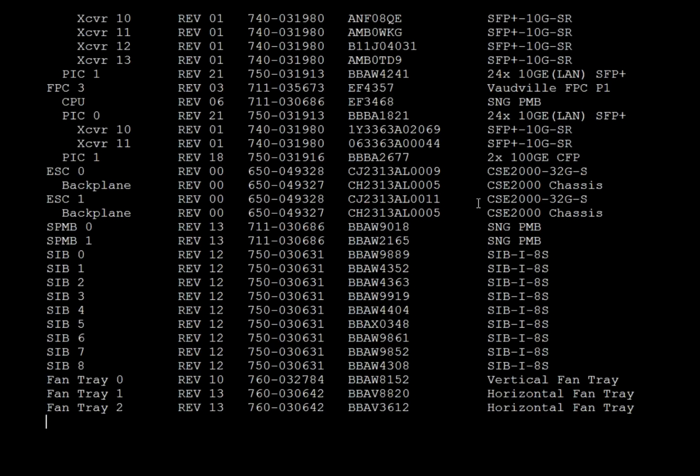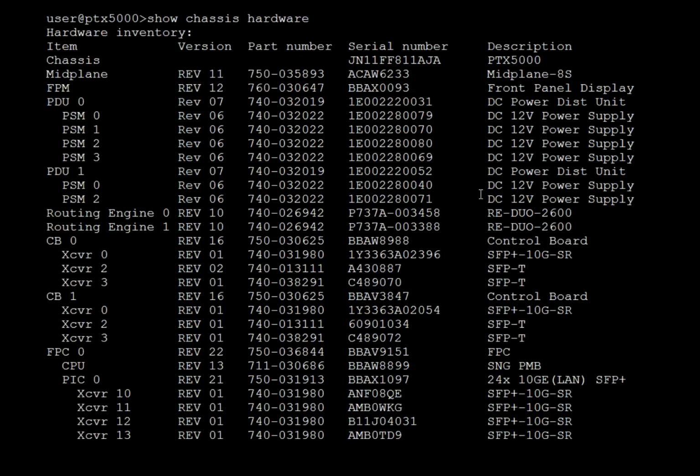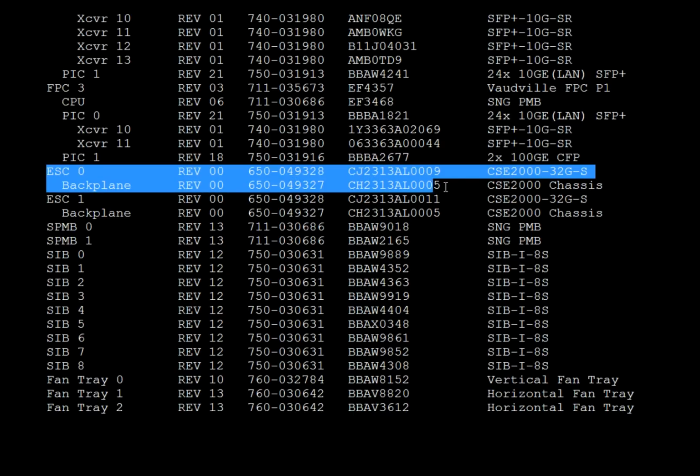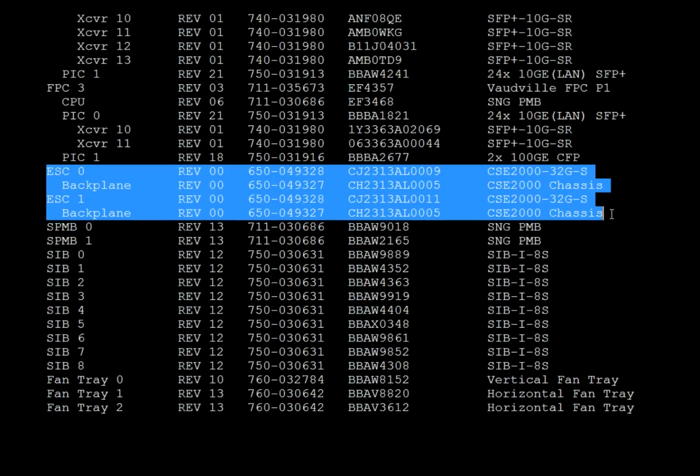To verify that the CSE2000 service cards are connected, enter the show chassis hardware command from the PTX5000 router. The service cards of CSE2000 as highlighted are displayed as ESC0 and ESC1.